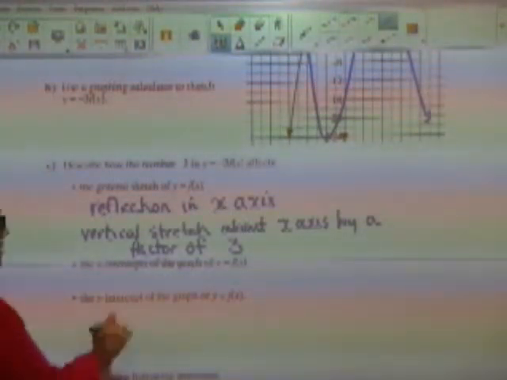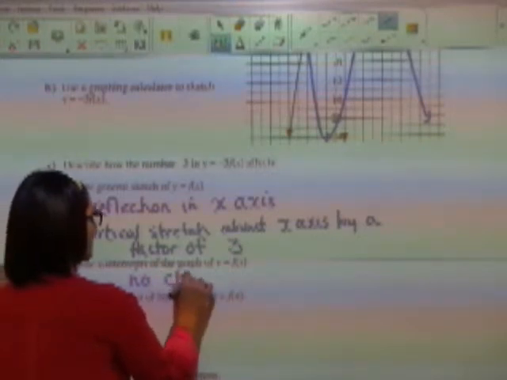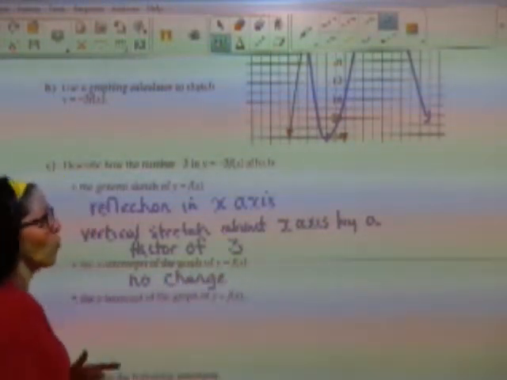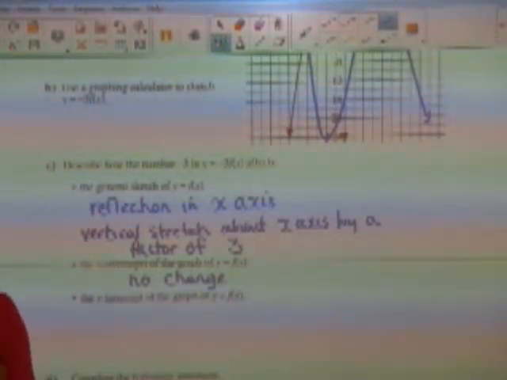What happens to the x-intercepts? They stay the same. There's no change. And why do they stay the same? Because the y-coordinate was equal to 0. And when I multiply 0 by the factor of 3, it's still 0. When I reflect it, it's still 0.